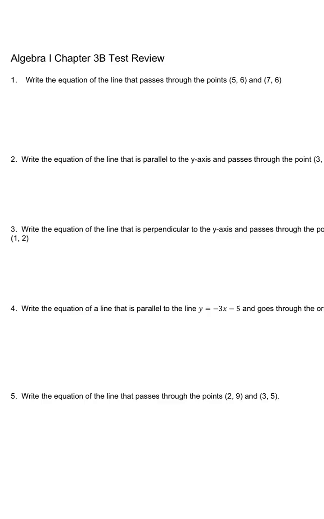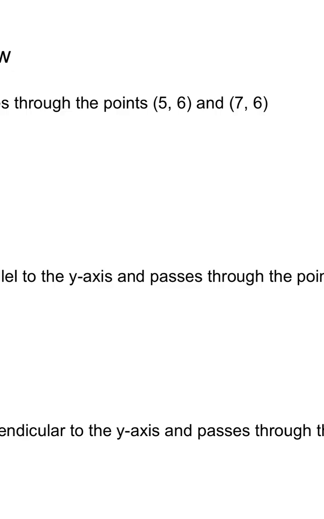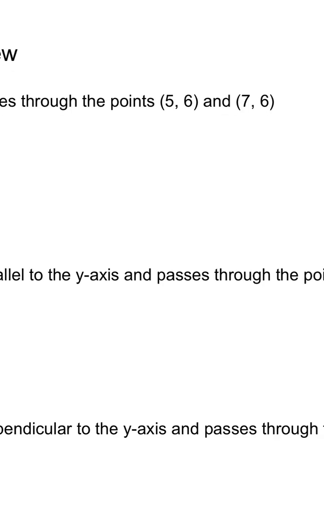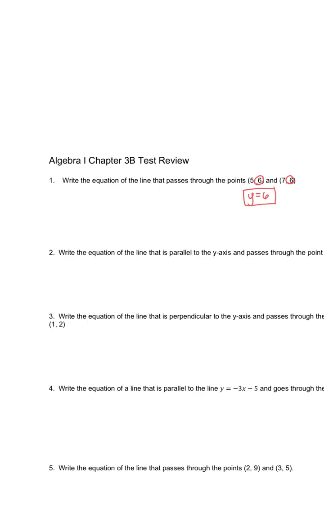Write the equation of the line that passes through the points (5, 6) and (7, 6). Well, if we notice here, we have 6. Here, let me grab a different color. We have our y is 6 and our y is 6. Therefore, the equation of this line is y equals 6. Let's go in and look at number 2.